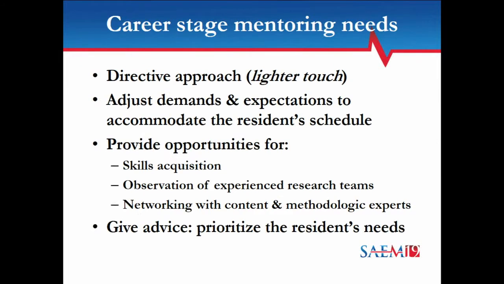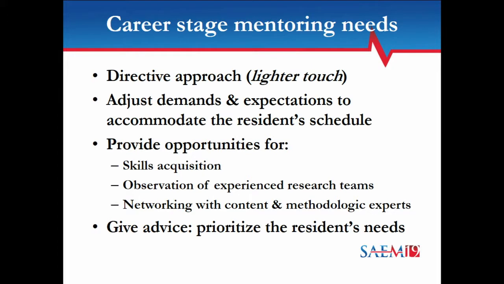I think so. So, as a mentor who's mentoring residents, I think you still need a fairly directive approach, but a slightly lighter touch than with the medical students because they are residents now and they actually have less time and more responsibilities. I think you have to be flexible and adjust your demands and expectations to the vagaries of the residents' various rotations. When they disappear into their trauma rotation, you're not going to see them for a month. You need to accept that.